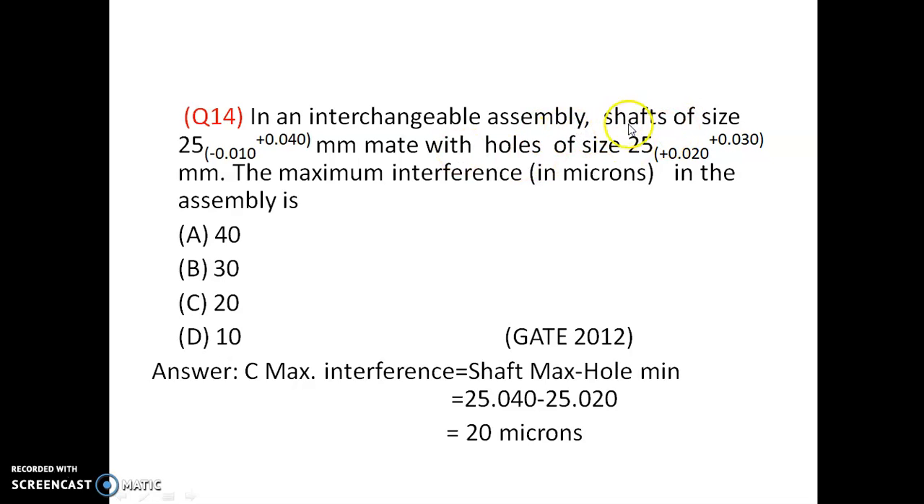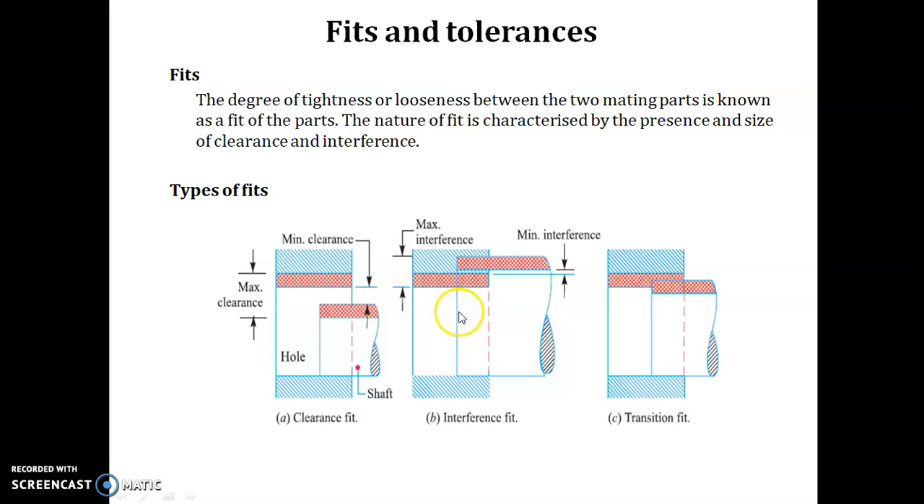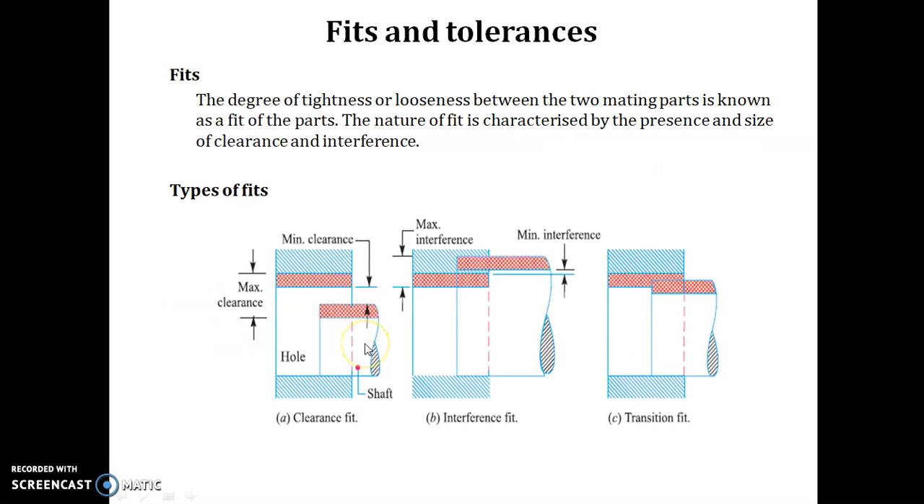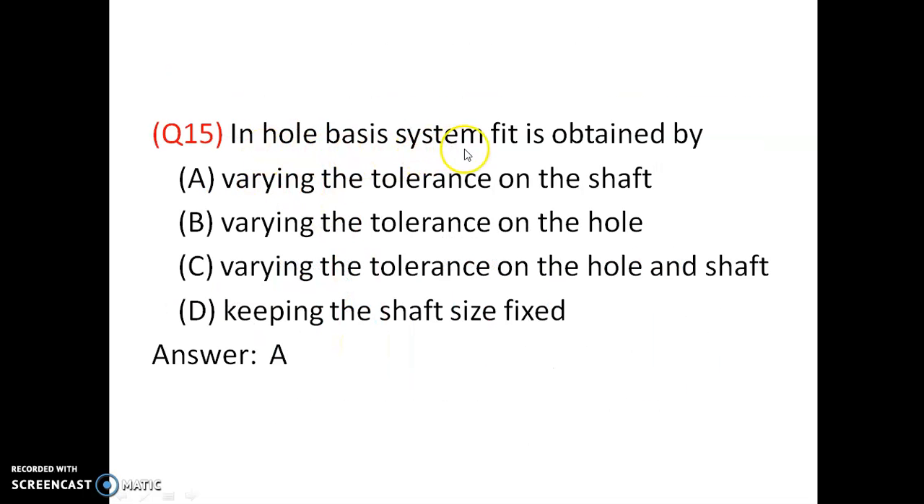In an interchangeable assembly, the shafts of size 25 minus 010 made with holes of different sizes are given. Maximum interference is asked. In the interference fit, in figure B, maximum interference equals hole minimum minus shaft maximum. Shaft maximum is 25.040 and hole minimum is 25.020, which is equal to 20 microns. So answer is C.